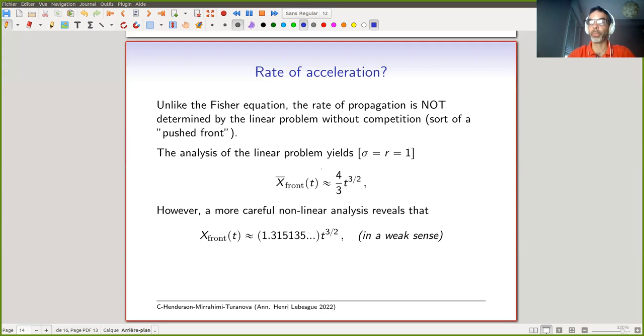If you look at the linear problem, so if you ignore competition and you look at the propagation of the level line, the front is located around 4/3 T to the 3/2, which is 1.33 or so. But if you do some careful non-linear analysis, including competition, you see that there is some impeding effect. Competition slows down the acceleration, and the true value is something like 1.31. So it's very close to 1.33, and it's a very weak result. But yet, there is some kind of competitive effect in the acceleration, which was not expected because again it's a spatial sorting. You expect the edge of the front to carry all the dynamics, but it's not the case.